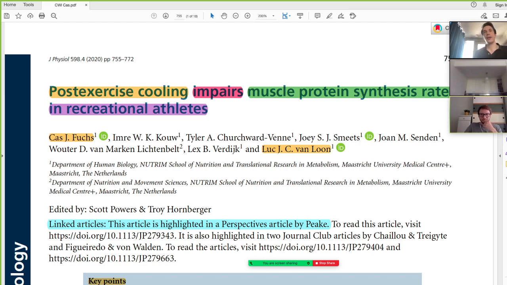So, Milan, let's start with you. You come across this paper in PubMed. What are the things you look at? And in contrast to previous time, just cover everything very, very quickly.